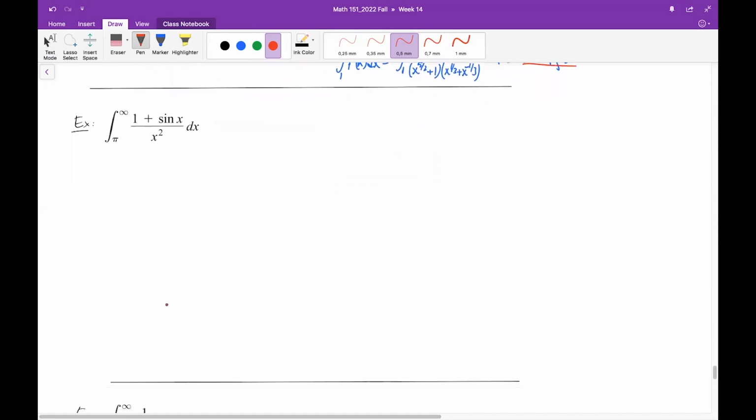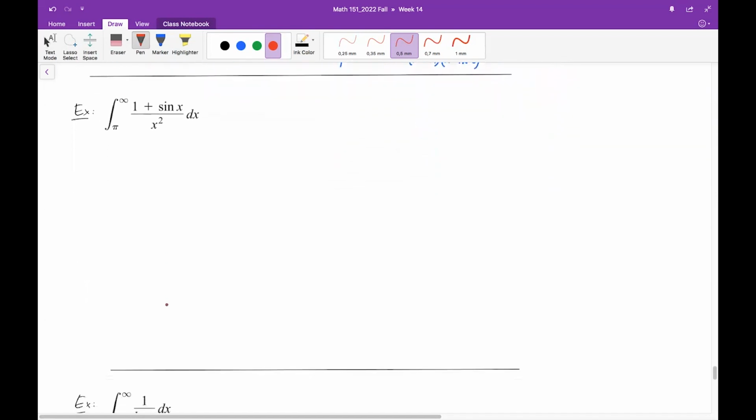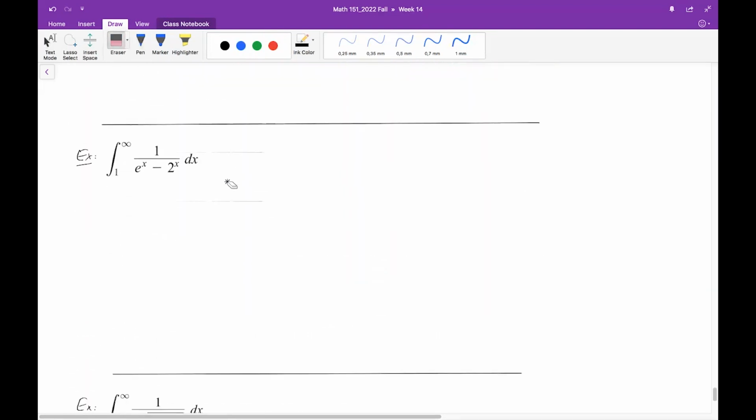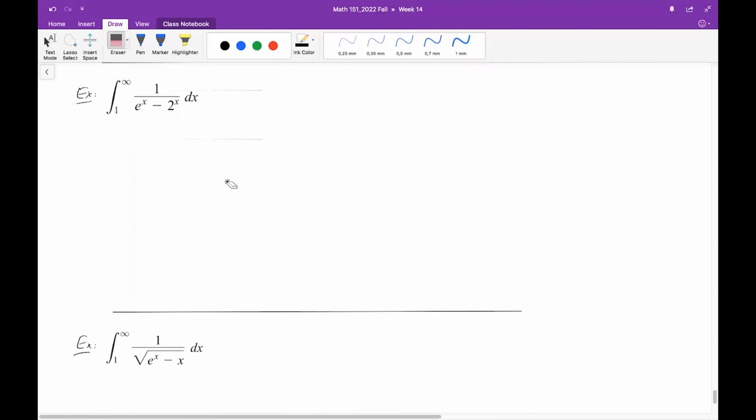So let's look at this one. And let's try to understand what to do. 1 plus sine x over x squared. Maybe, okay. You can solve this one by using the direct comparison test. That's why I want to move to the next example. Okay, let's deal with this one. We will apply the limit comparison test.